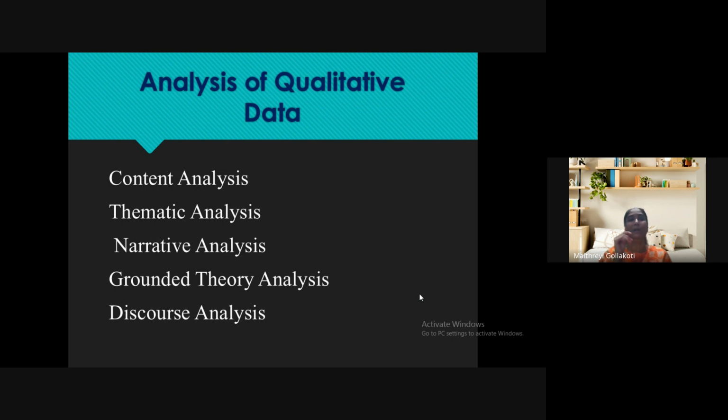Analysis of qualitative data. How do we analyze qualitative data? There are actually so many ways, but I am discussing the 5 important ways. And they are content analysis, thematic analysis, narrative analysis, grounded theory analysis, and discourse analysis. Let us try to understand what these are.